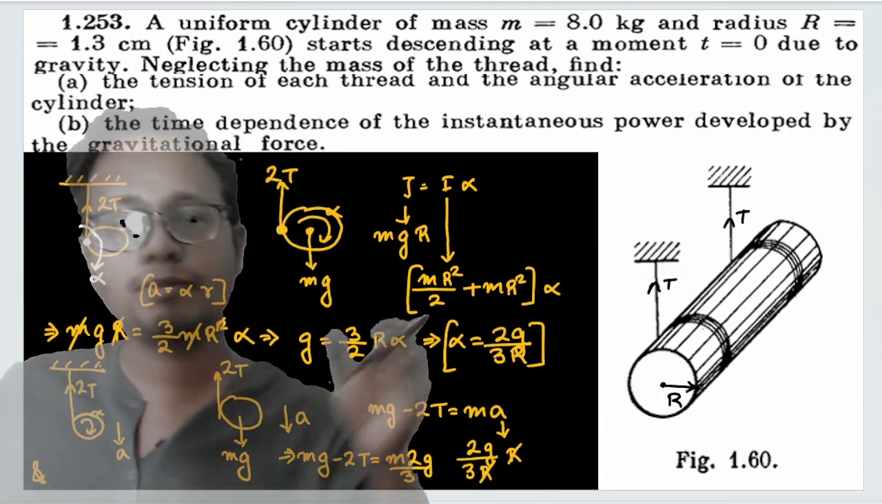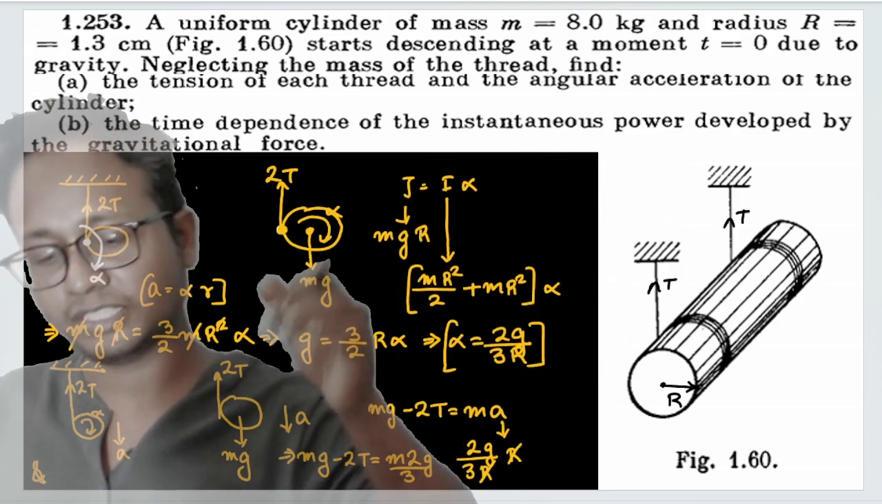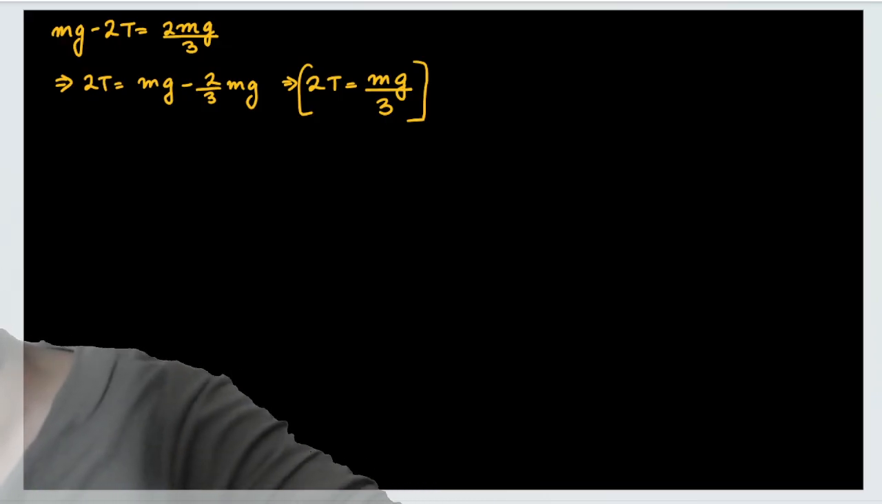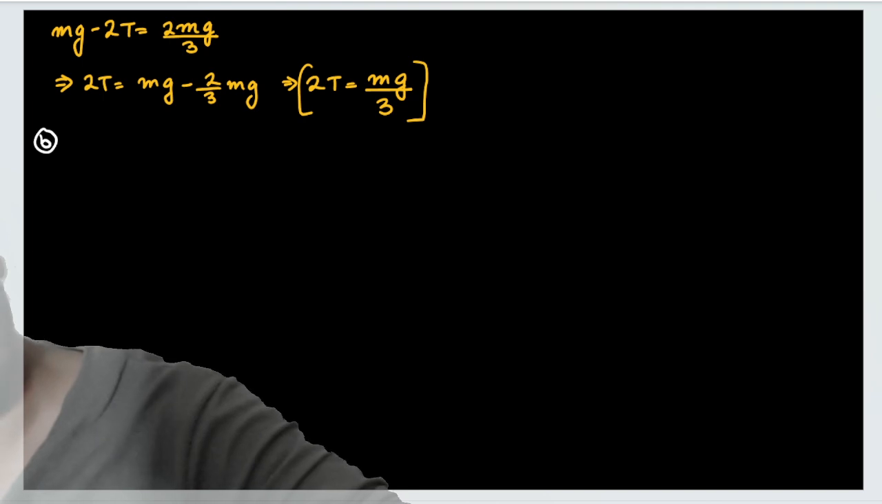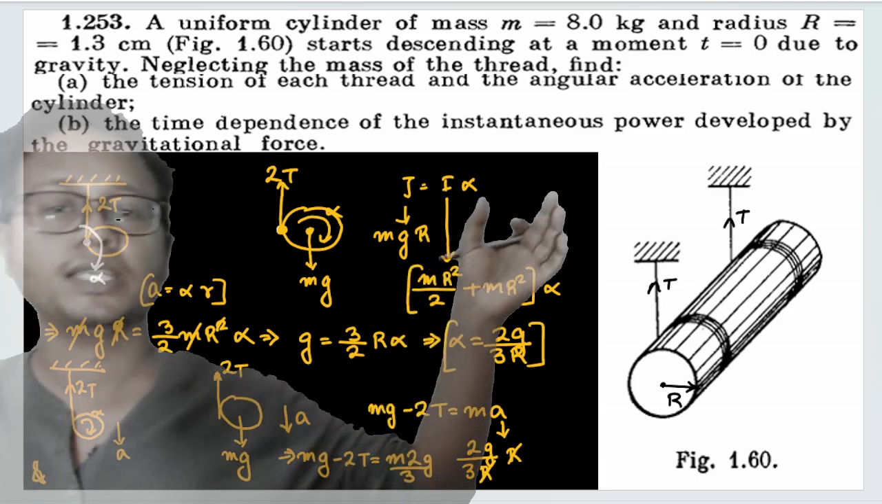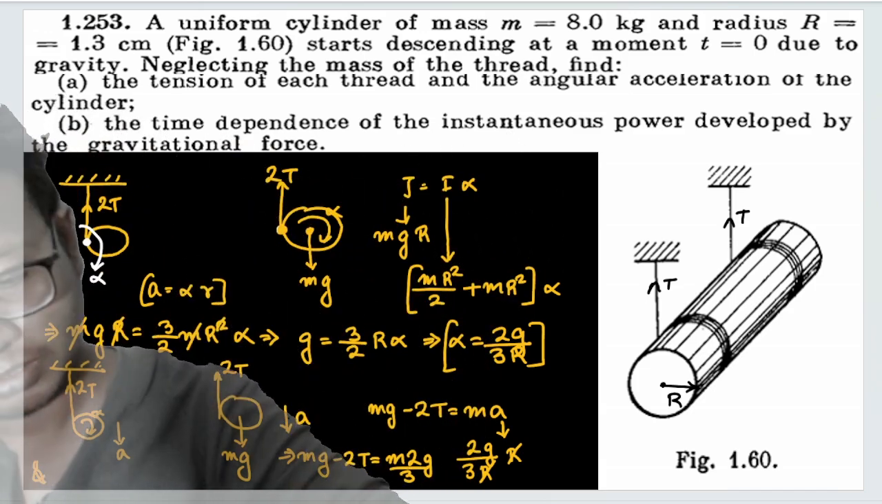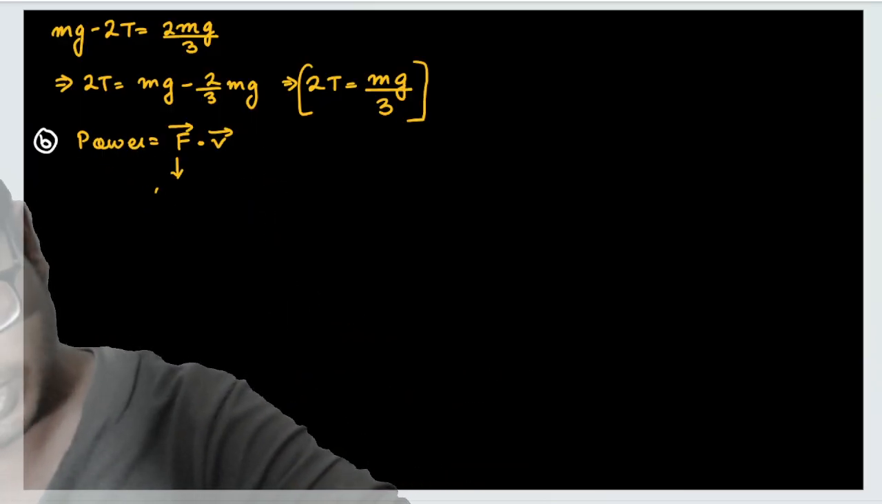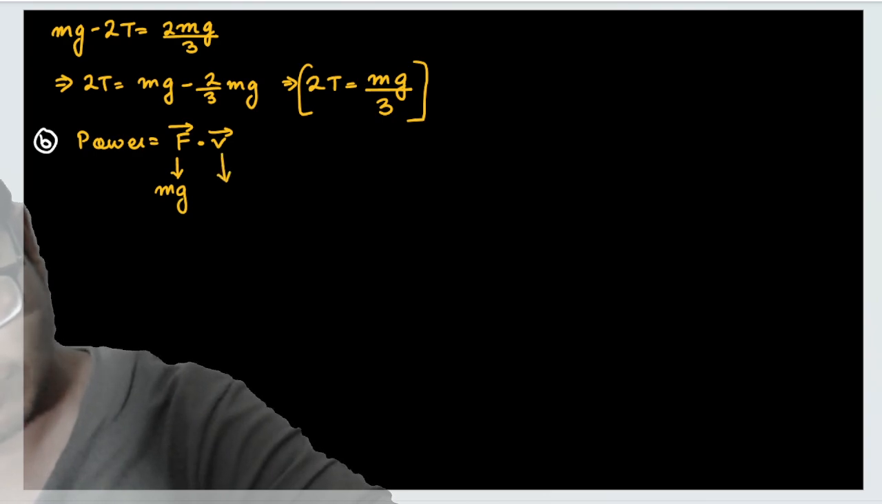Now the second part of the question, the time dependence of instantaneous power developed by the gravitational force. Okay, this is nothing but formula based. Power is nothing but force into velocity. Power is the dot product of force and velocity. And I need to find out the instantaneous power developed by gravitational force. So what is the gravitational force? Mg.